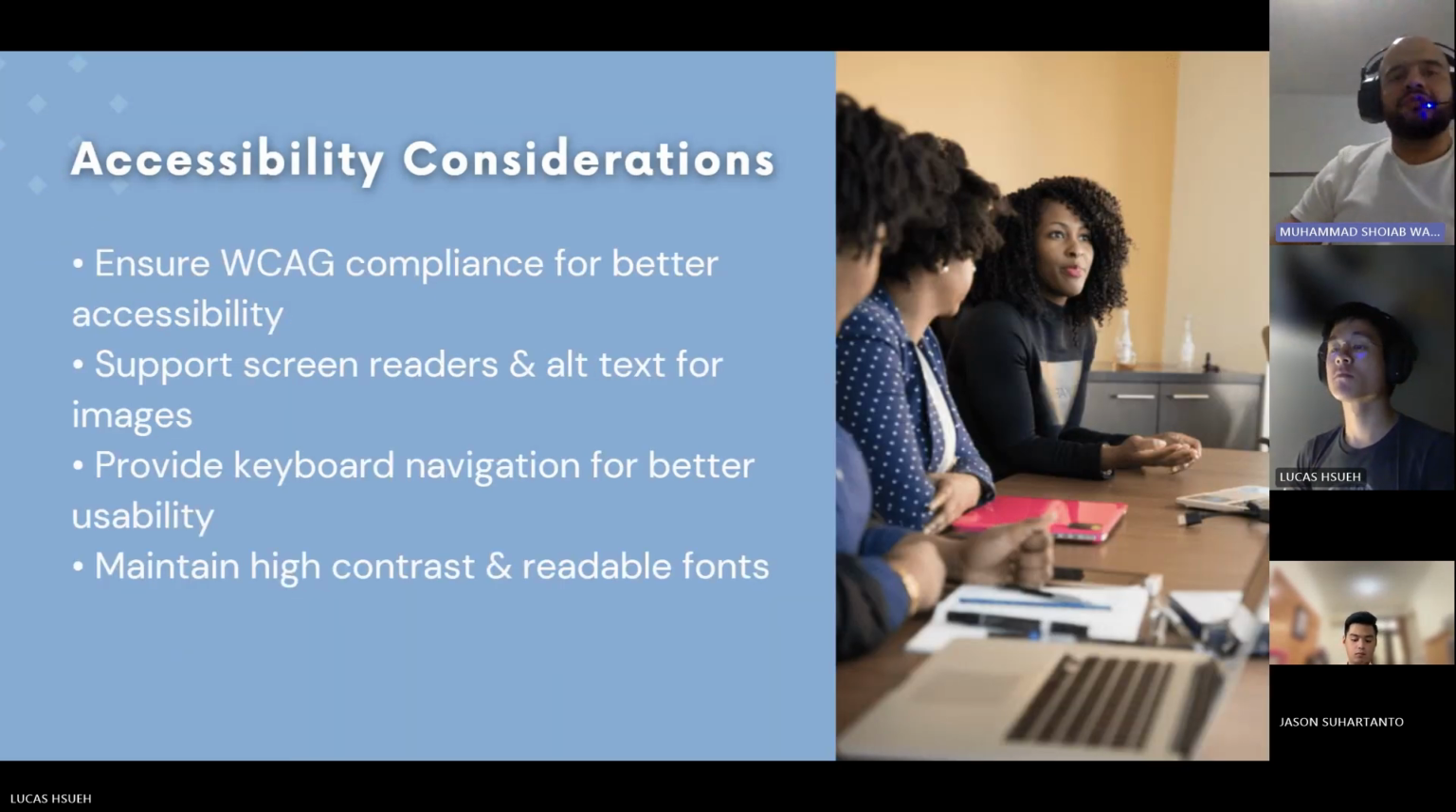When we talk about accessibility considerations, to make the website accessible to all users, including those with disabilities, we are implementing the following. We followed the Web Content Accessibility Guidelines, called WCAG, to ensure that the website is accessible to everyone. The website will include alternative text for images so visually impaired users can understand the content. The user should be able to navigate the website using just the keyboard without a mouse. The website will use high contrast colors and readable fonts to help users with visual impairments.